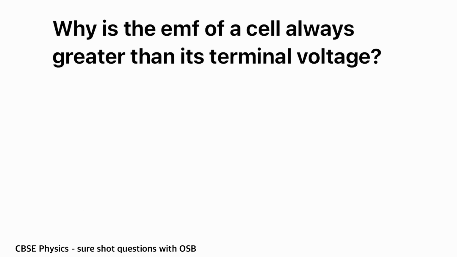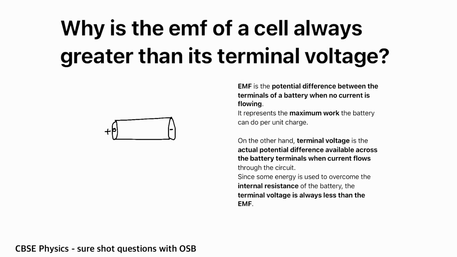Why is the EMF of a cell always greater than its terminal voltage? If you check a battery, you can see that there is a positive terminal where potential is high and a negative terminal where potential is less. Now, what is potential difference? Potential difference is the difference of potential of the positive terminal and potential of the negative terminal.